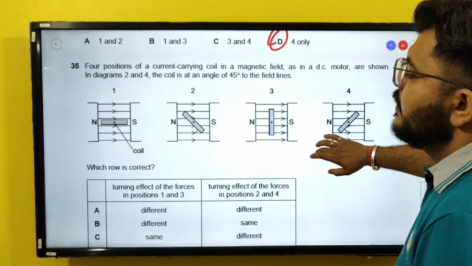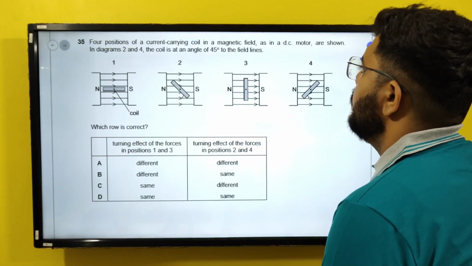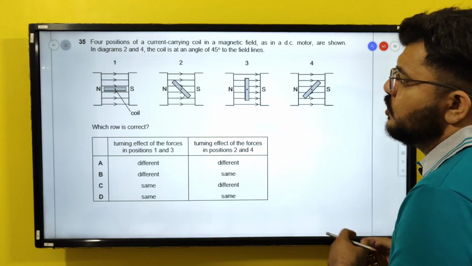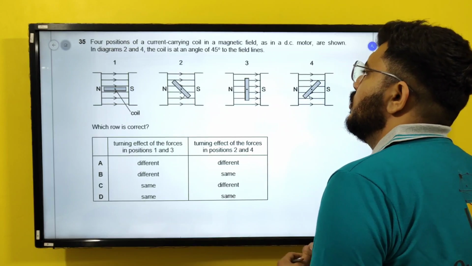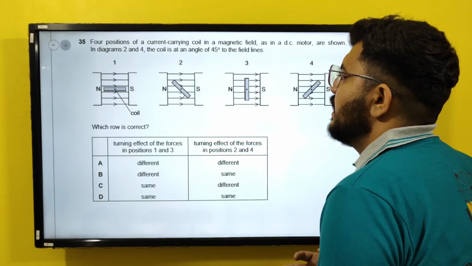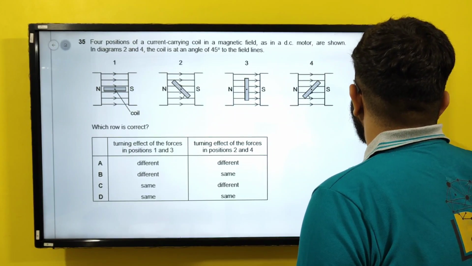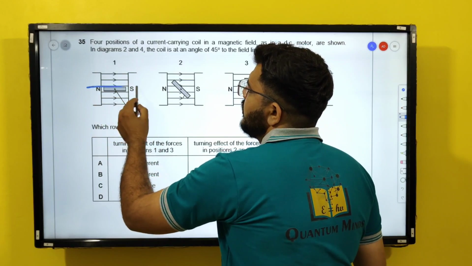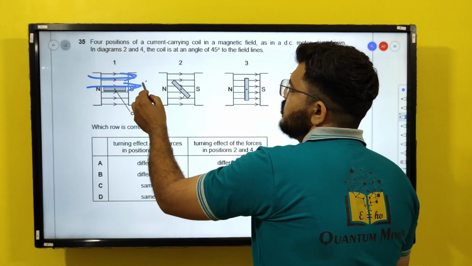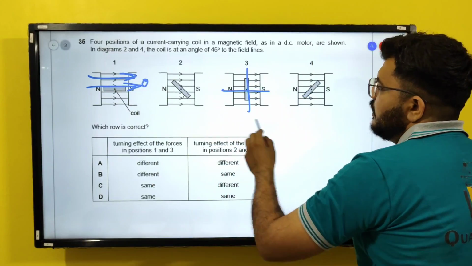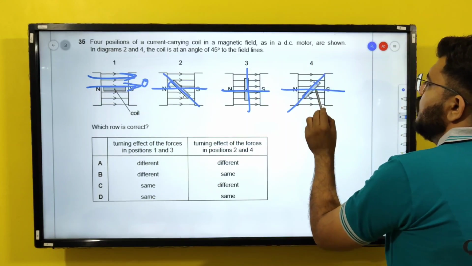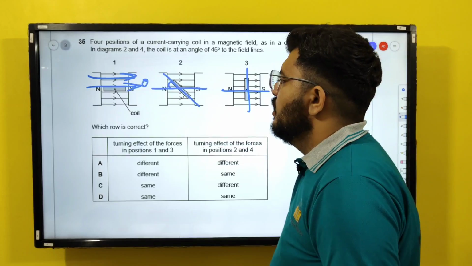Option D. Question 35. 4 positions of a current carrying coil in a magnetic field as in a DC motor are shown. In diagrams 2 and 4, the coil is at an angle of 45 degrees to the field. Which row is correct? Let me give you an idea that here the angle between electric and magnetic field is 0. Here it becomes 90, here it's 45, right? And here again it's 45.